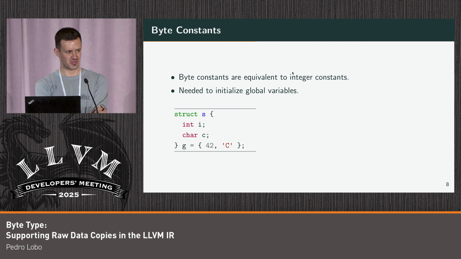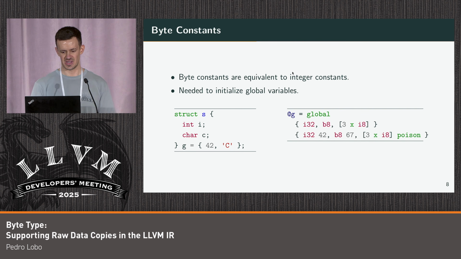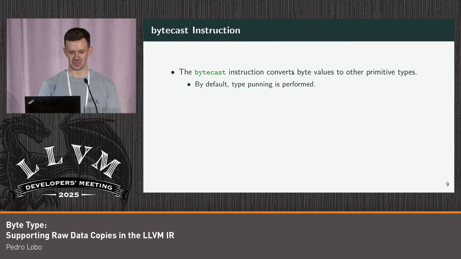So here we see a structure containing an int and a char field. On the right, you can see the corresponding LLVM IR, and this char field is mapped to the byte type, which is an 8-bit byte type, in this case a B8. And that constant, the constant C, is mapped to the byte constant 67.